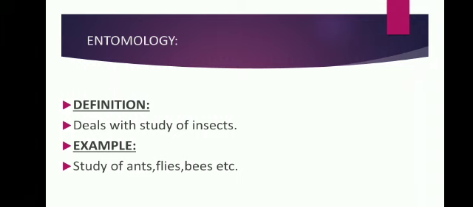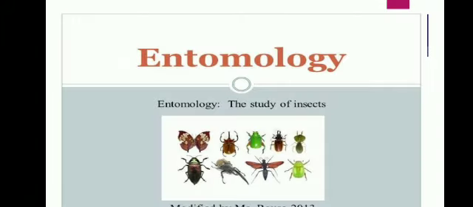The next branch is entomology. The word entomo comes from the word entomon, and the word logy means study. So this branch deals with the study of insects. For example, ants, flies, bees, butterflies, all these are insects. You can see on your screen different insects: butterflies, beetles, dragonfly. So the study of insects is known as entomology.